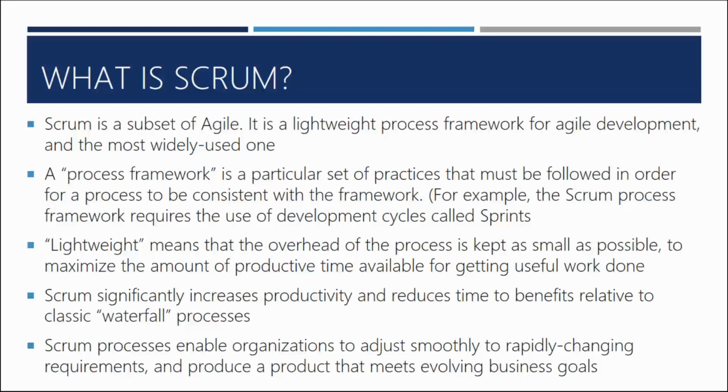For example, the Scrum process framework requires the use of development cycles called sprints. So we developers work in sprints. In other words, we create a set of code and then we create another set of code and so forth. So everything happens in sprints. And that sprint could be a week long, could be 4 days, could be 3 days, depending on the type of app or software that you're developing. The lightweight term means that the overhead of the process is kept as small as possible to maximize the amount of productive time available for getting useful work done.